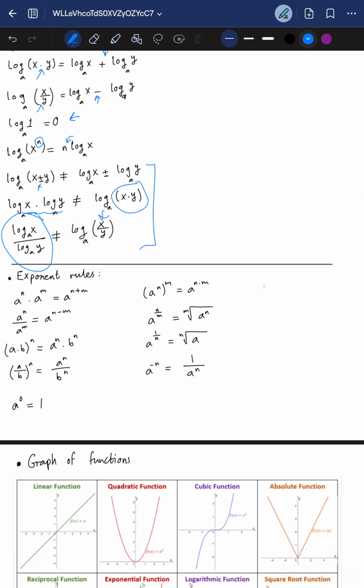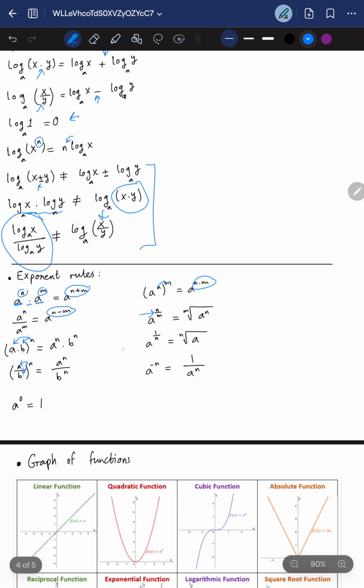Also, these exponent rules, I'm sure you know them. It's just pretty important to be able to use these exponent rules easily. So if you have the same base multiplied with different exponents, you can just add the exponents. If they're divided, you can subtract. If you have 2 bases multiplied, you can easily distribute the exponent. And if you have 2 bases divided, you can easily distribute the exponent too. If you have an exponent to another exponent, just multiply. And this is important too.